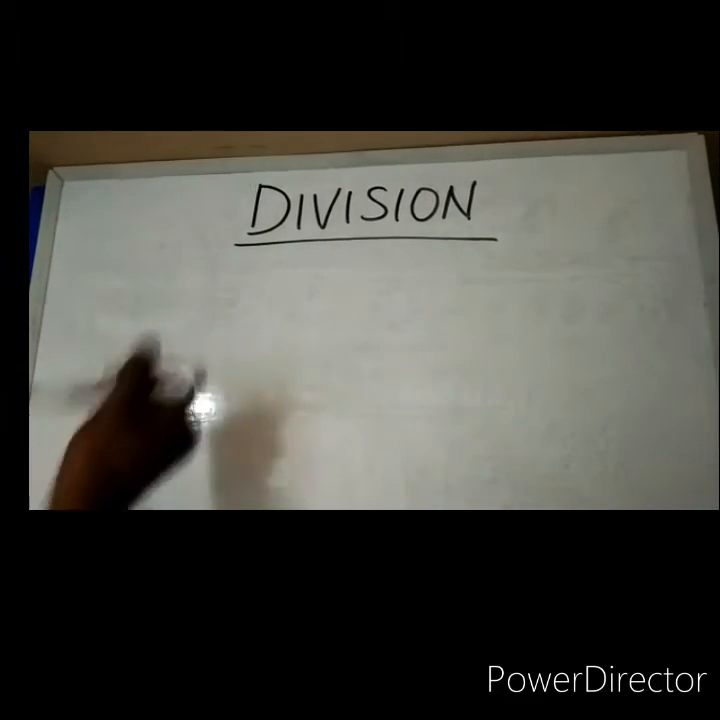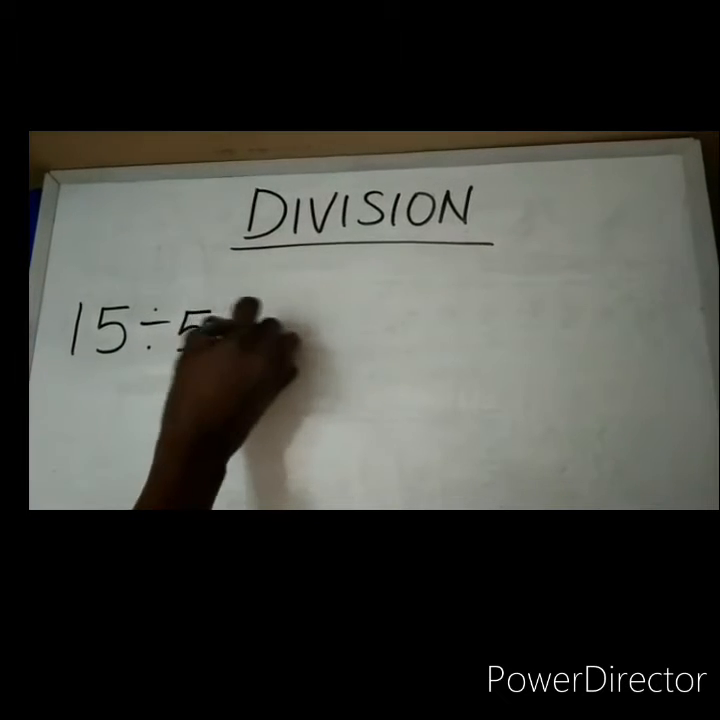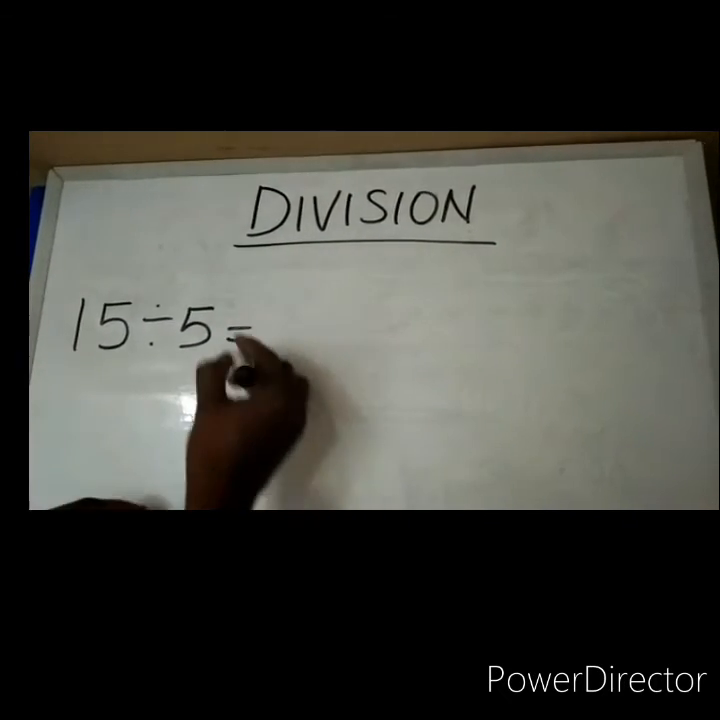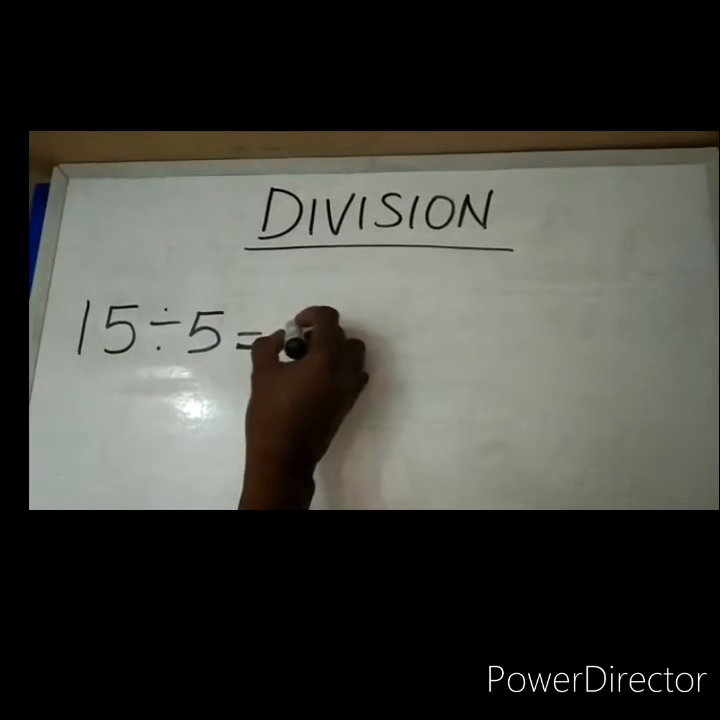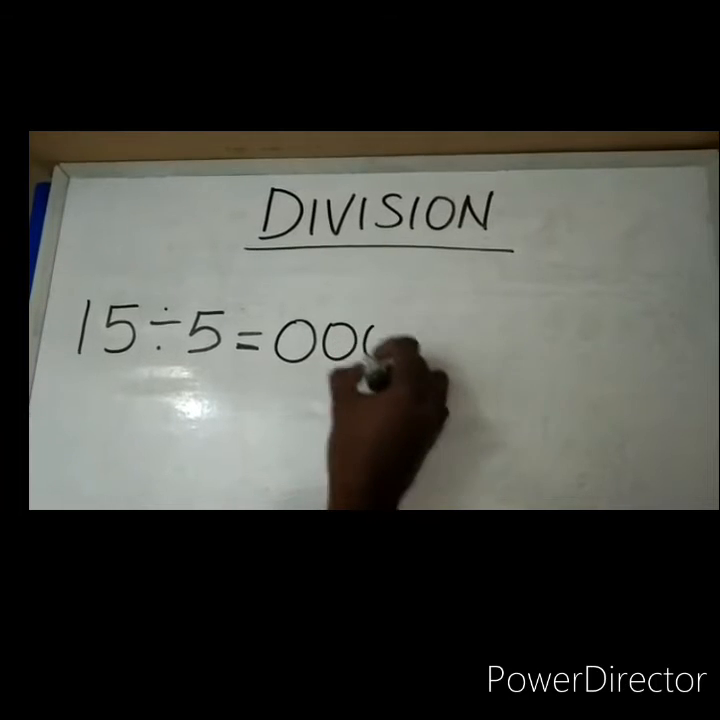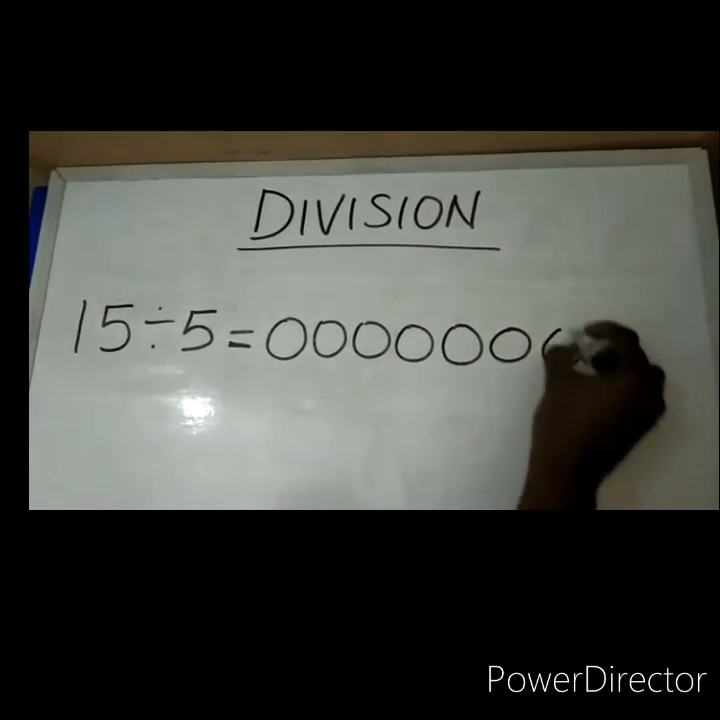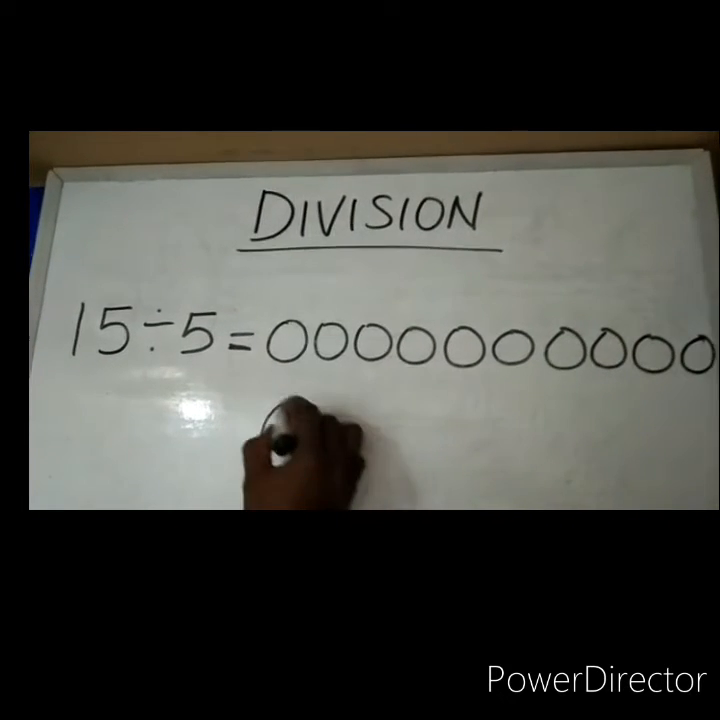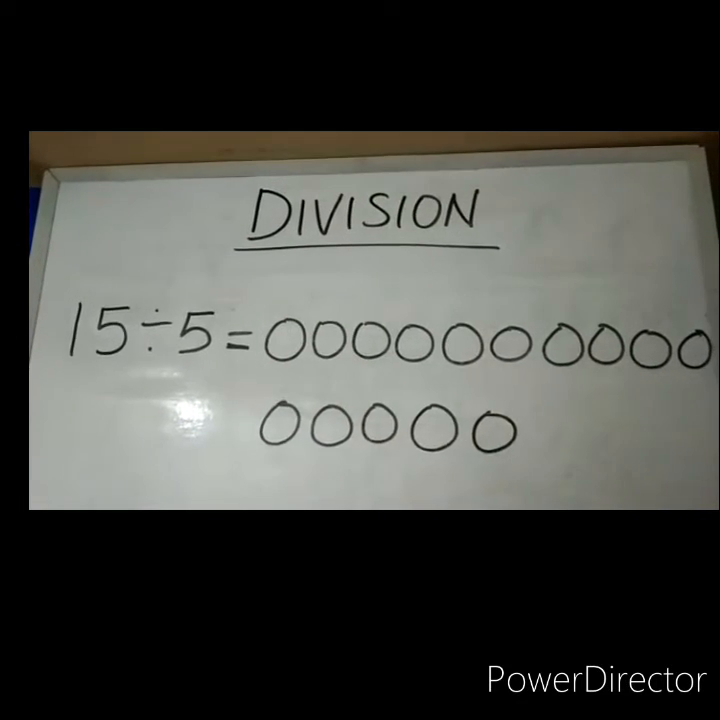Let's go with 15 divided by 5. Like I said earlier, while counting, make sure to give little spaces between the circles. So let's count 15. Are you ready? Let's count together. 1, 2, 3, 4, 5, 6, 7, 8, 9, 10, 11, 12, 13, 14, and 15.